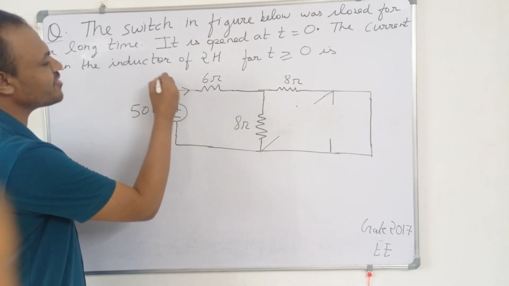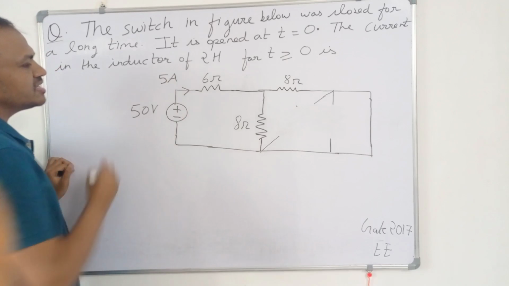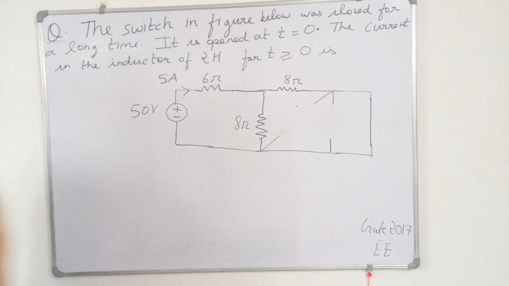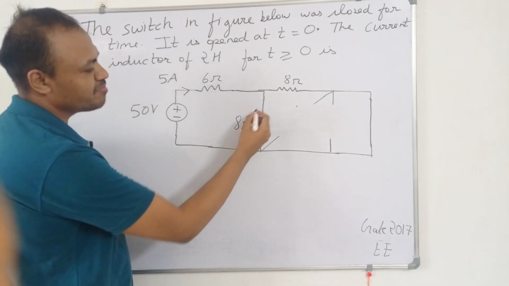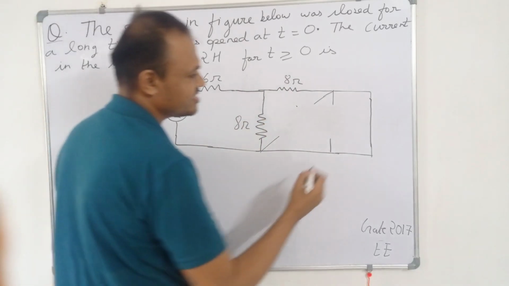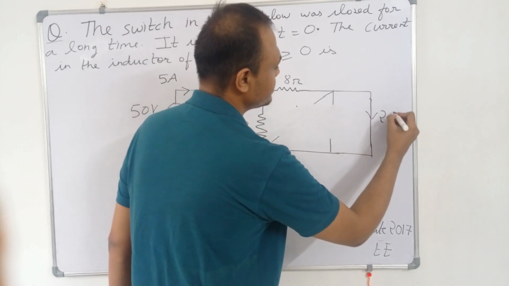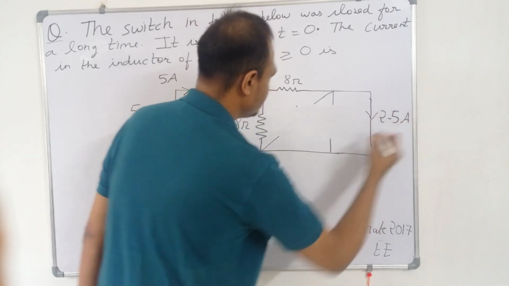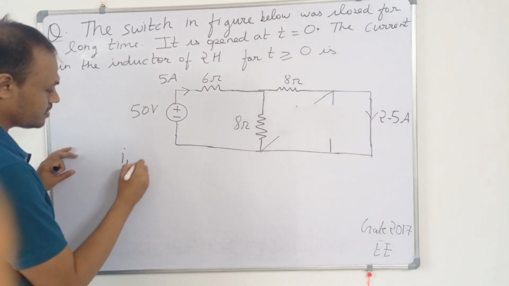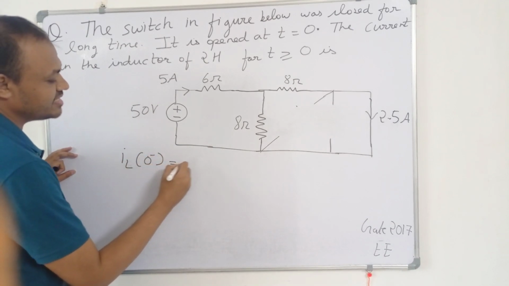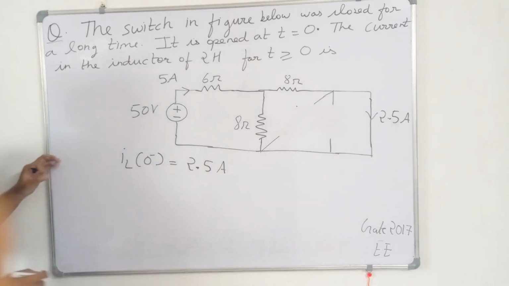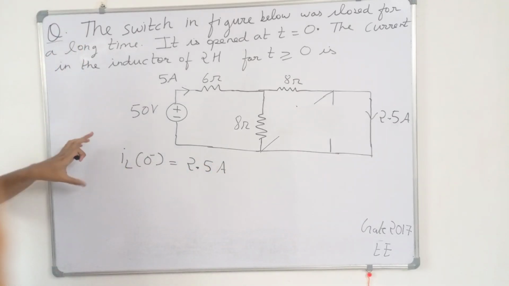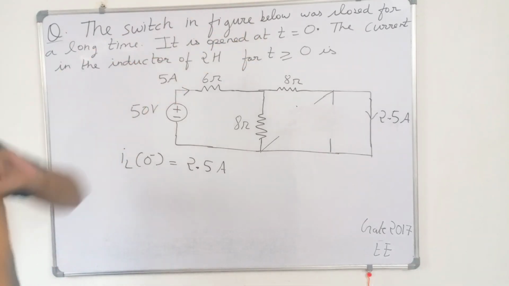So this current will be 5 ampere. Now this 5 ampere will get divided equally between these two 8 ohm resistances, so this current is 2.5 ampere. So IL of 0 minus is equal to 2.5 ampere. It means the inductor current just before the switch was opened is 2.5 ampere.